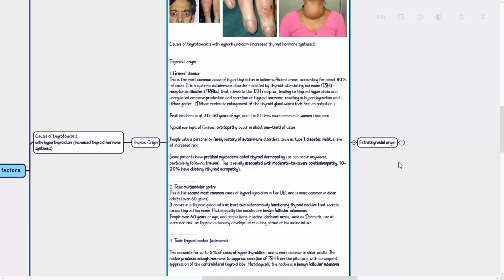3. Toxic thyroid nodule adenoma. This accounts for up to 5% of cases of hyperthyroidism and is more common in older adults. The nodule produces enough hormone to suppress secretion of TSH from the pituitary, with consequent suppression of the contralateral thyroid lobe. Histologically, the nodule is a benign follicular adenoma.